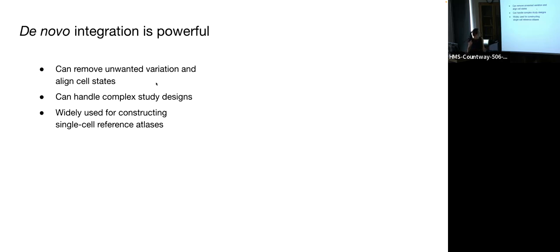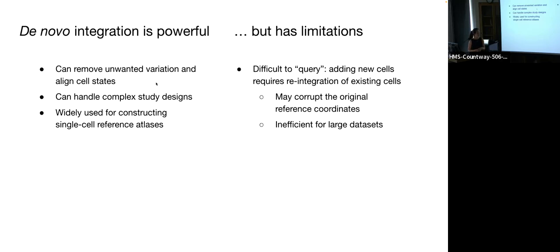And so as you can see, de novo integration is a really powerful strategy. It helps us remove unwanted variation and align cell states. It can handle complex study designs, and it's been widely used for constructing single cell reference atlases in the field. However, it does have some limitations.